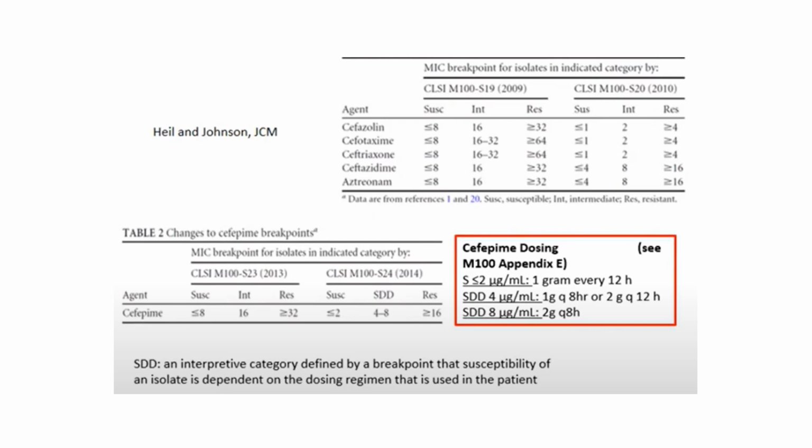So when the microbiology report states that it is an SDD, that is susceptible dose dependent, then we can either increase the duration, the frequency of administration, or the amount of the antibiotic.